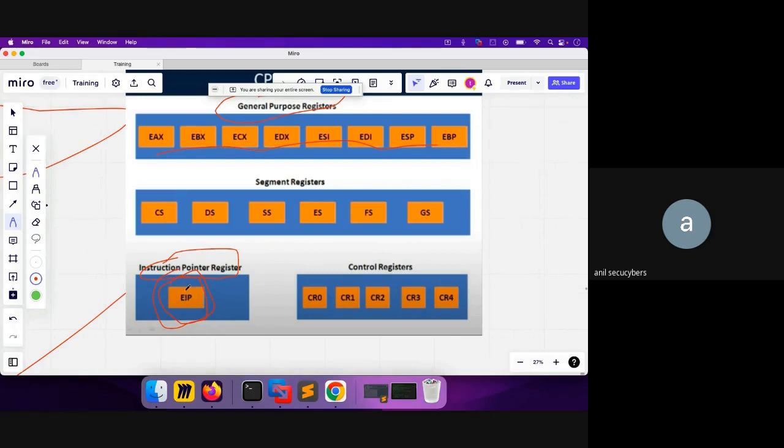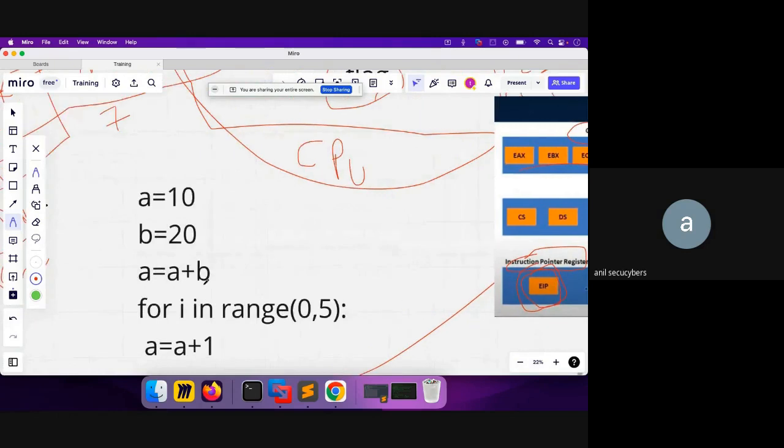That's where the whole game of pen testing or exploit writing is all about. It's controlling this memory slot. The name of that memory slot is EIP. It's also called the instruction pointer register. And what's the role of this instruction pointer register? The role of this is, let's say, when you are executing code.